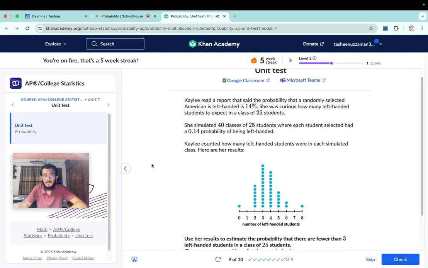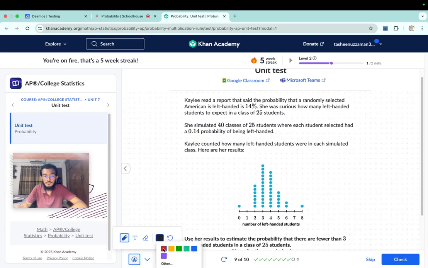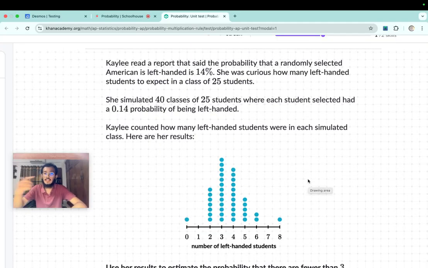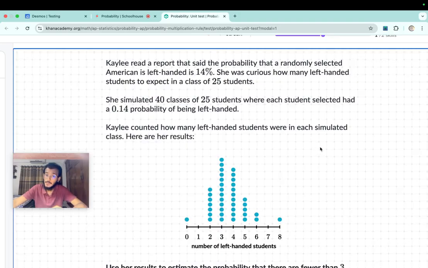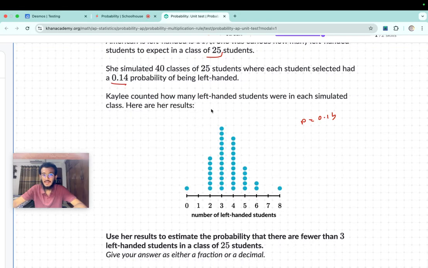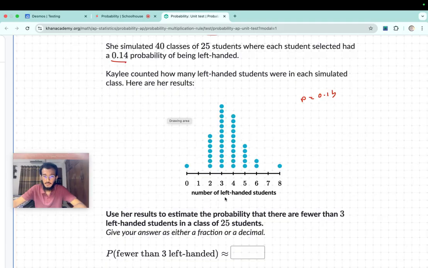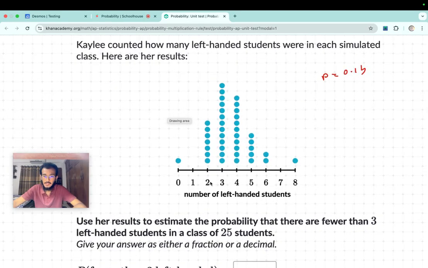Ninth question. We have Kylie read a report that said the probability that a randomly selected American is left-handed is 14%, which means 0.14. She was curious how many left-handed students to expect in a class of 25 students. She simulated 40 classes of 25 students where each student selected had a 0.14 probability of being left-handed. Kylie counted how many left-handed students were in each simulated class. Here are her results.